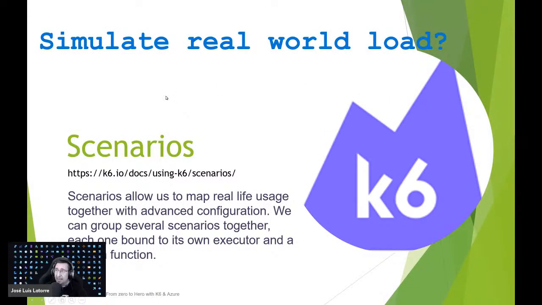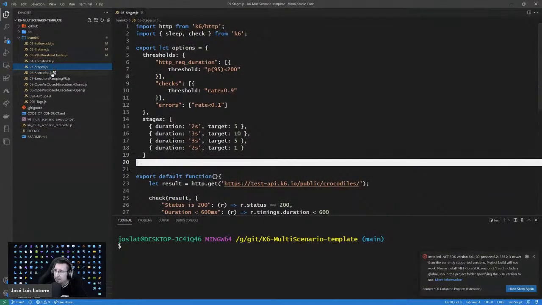That's one thing. Then we have the concept of scenarios. Scenarios allow us to map the real life usage because, okay, simulating the load, how it evolves, stays, grows, and then goes down is good. But probably your users will do different things in your application or in your API. And this is what the scenarios allow us to do. So we can set different scenarios that will happen when we want and how we want. We can bind them to their own executor and custom function. And this gets a bit more complicated. Let's take a look.